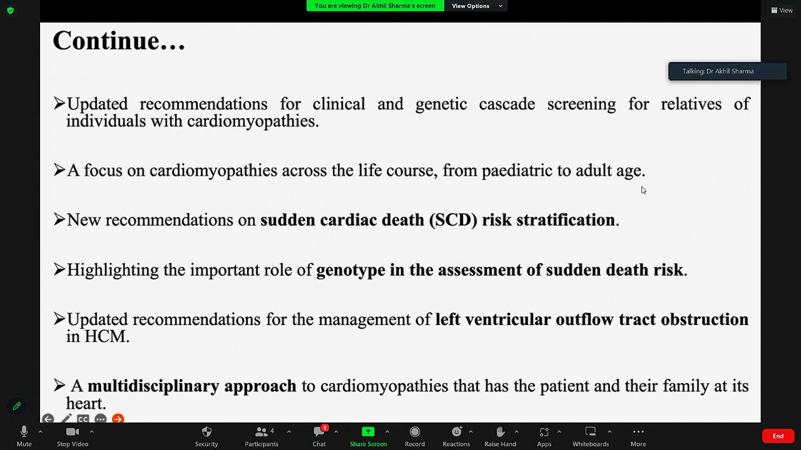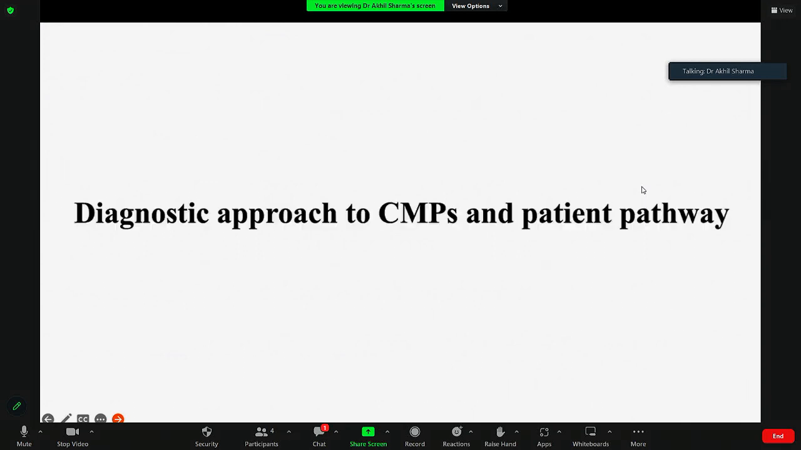Updated recommendations for clinical and genetic cascade screening are included. The focus should be given from the start of management in pediatric age, through transition to adult age, up to the end of life. Sudden cardiac death risk stratification updates are included. Genotype in the assessment of sudden death risk is also updated in these guidelines. Left ventricular outflow tract obstruction management is also updated, and a multidisciplinary approach is again recommended, as in almost all cardiovascular diseases.